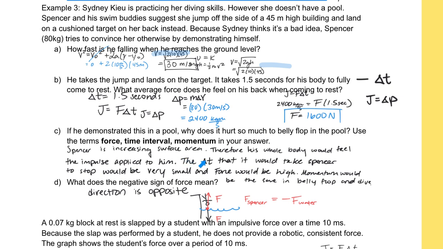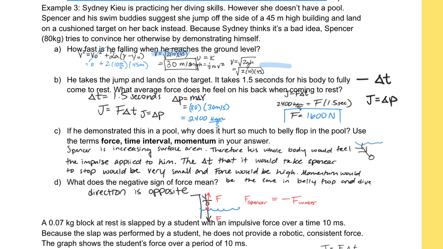So the change of time that it would take for Spencer to stop would be very small because he's literally flopping on the water, while whenever he dives, it would take quite a bit of time for him to stop. Remember, whenever you're diving, you're usually going underneath the pool, and whenever you're underneath a pool, you're still moving until you stop. So it'd be a very large time interval. For the belly flop, the time interval would be very small and the force would be very high.